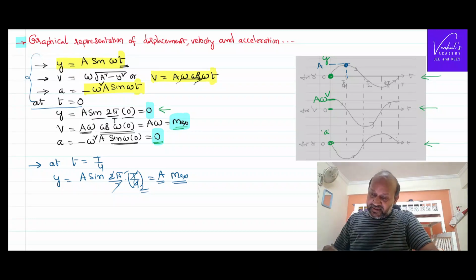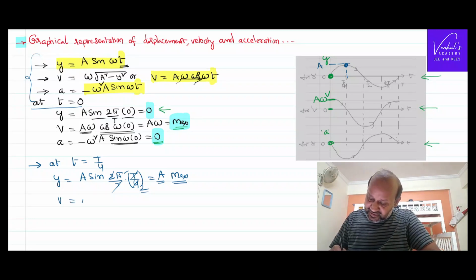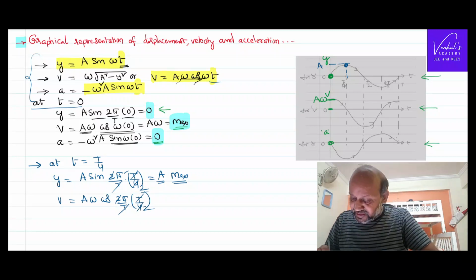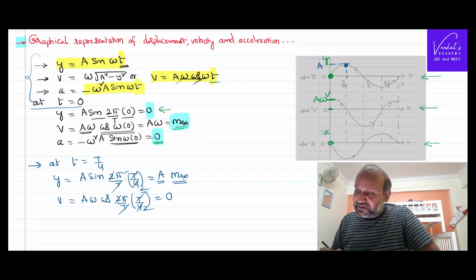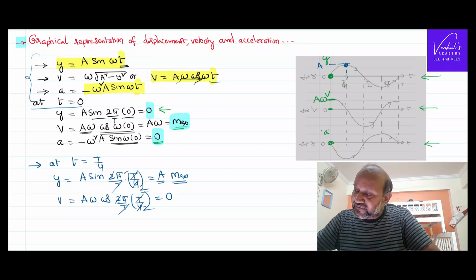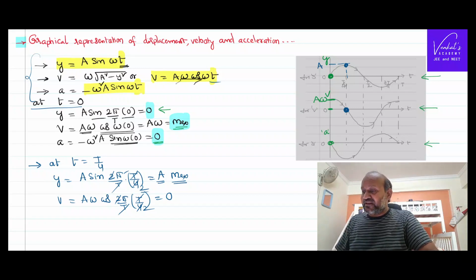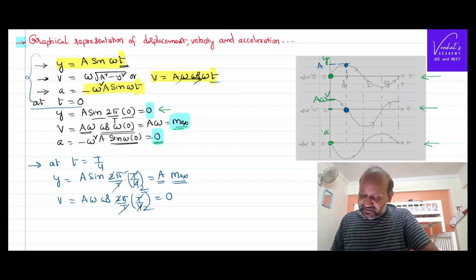Let's talk about velocity. A omega cos omega t, where omega is 2 pi by T, and in the place of t, T by 4. So T and T will cancel, and this becomes pi by 2. That is cos 90. We know sine 90 is 1, but cos 90 is 0. So the respective velocity is 0. Look at the graph. At T by 4, velocity reaches the x-axis.